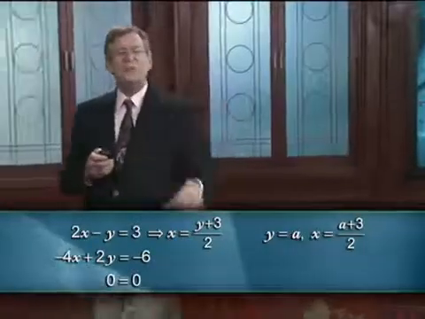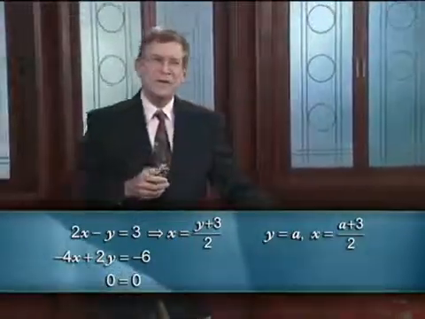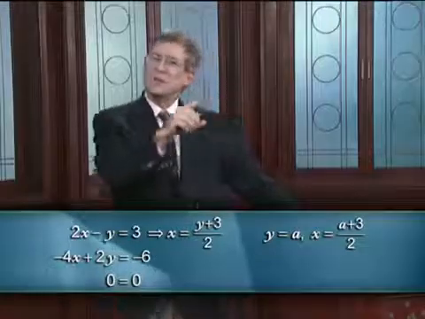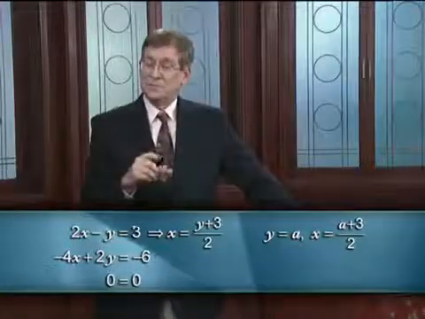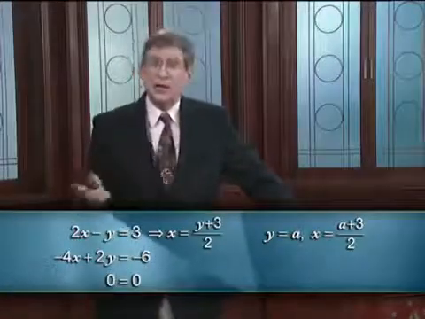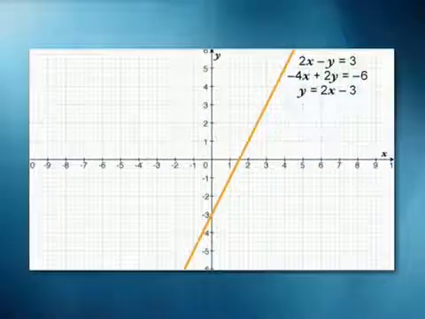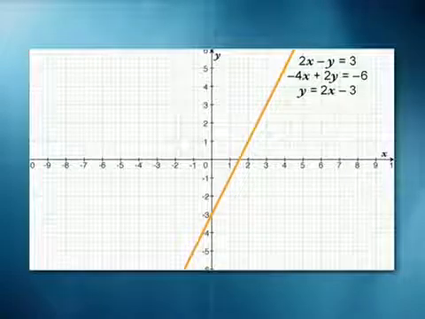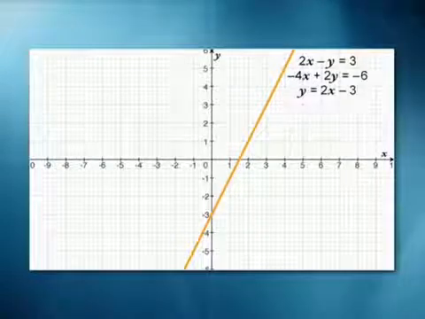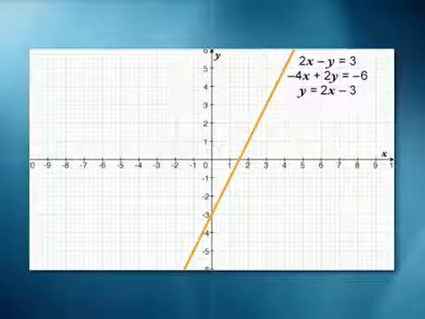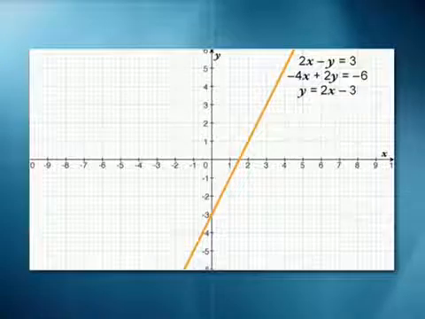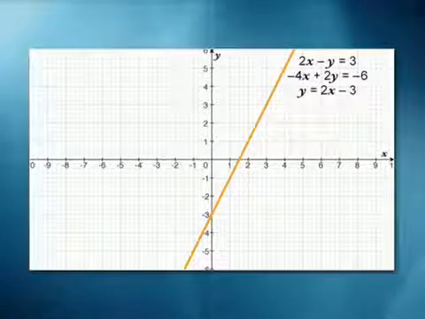What's the geometry of the case we just looked at? What's the relationship between that first equation, which is a straight line, and the second equation, which is also a straight line? Well, they're on top of each other. It's the same line. Both lines are y equals 2x minus 3. That's why there's an infinite number of solutions. Any point on that line solves both equations.